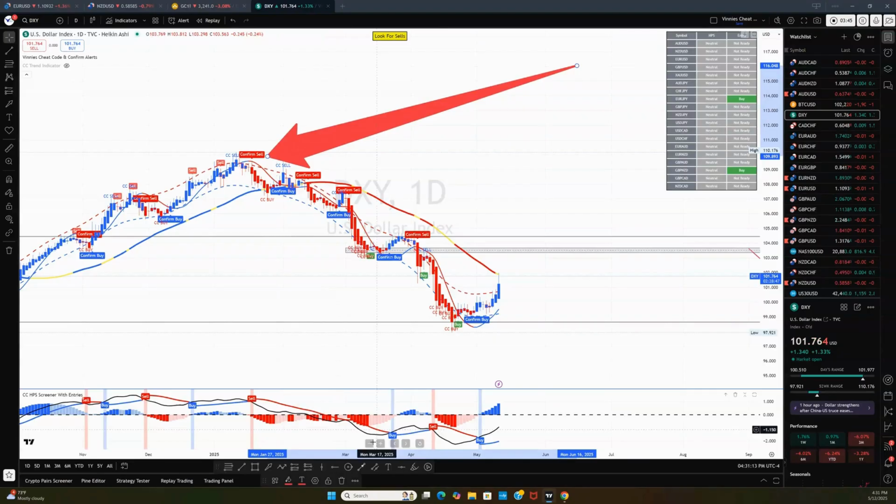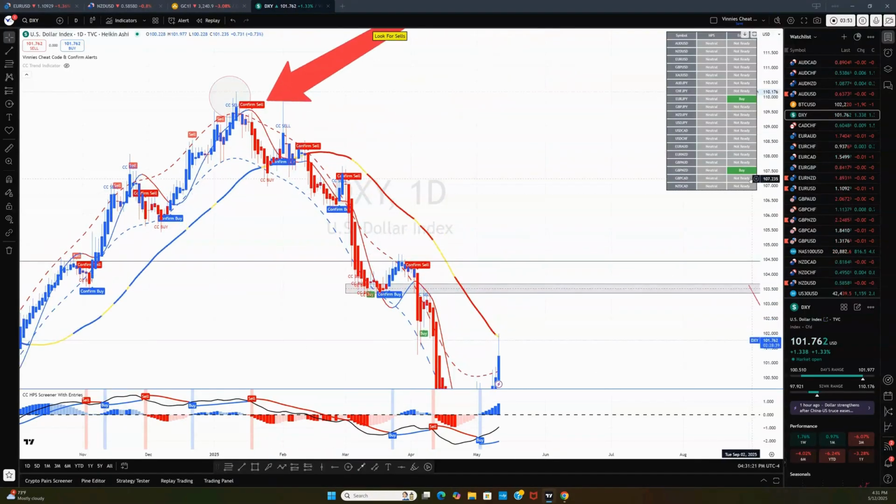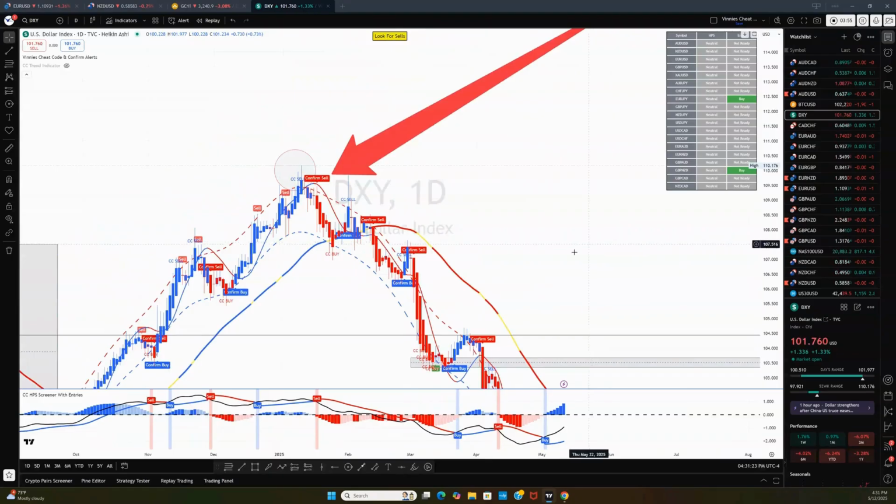So this is our cheat code sell signal from the weekly and also on the daily time frame. Okay, our entry is going to be on this confirmation sell right here. That is our entry. That's what makes the cheat code so special, right?